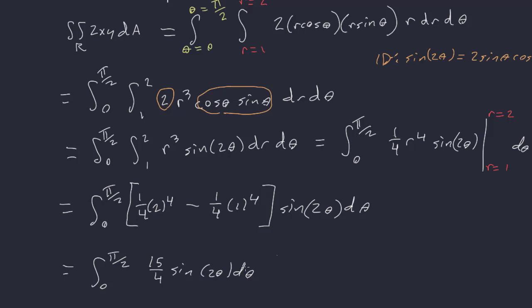And now we've got it down to, well, a Cal 1 problem. The integral of sine is negative cosine. Since we have a 2 in there, we need to divide by it. So let me put the 15/4 out here, and this will be negative 1/2 cosine of 2 theta. And we are going to evaluate this from 0 to pi over 2.